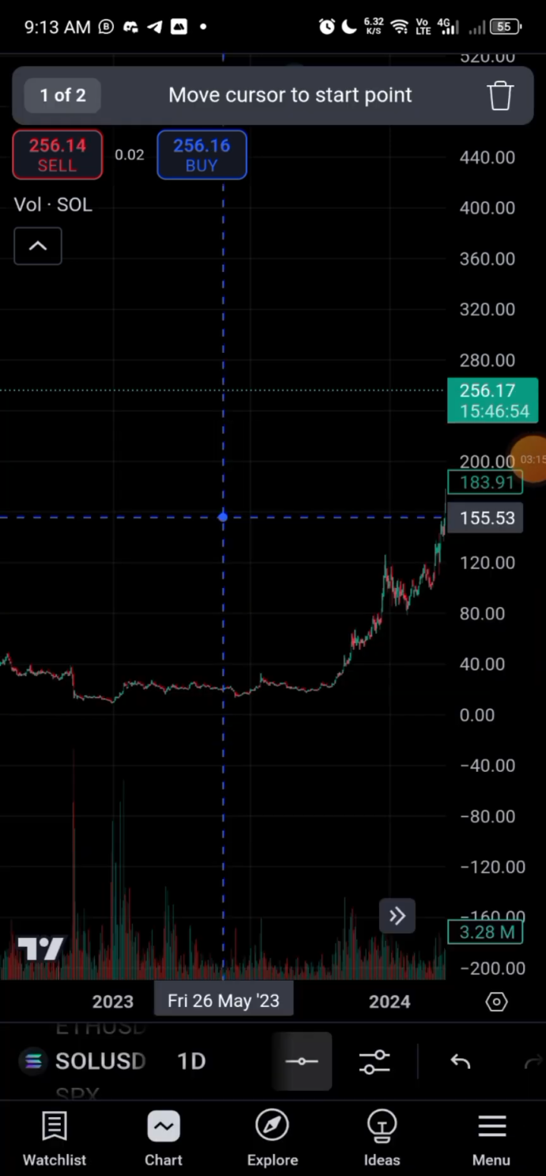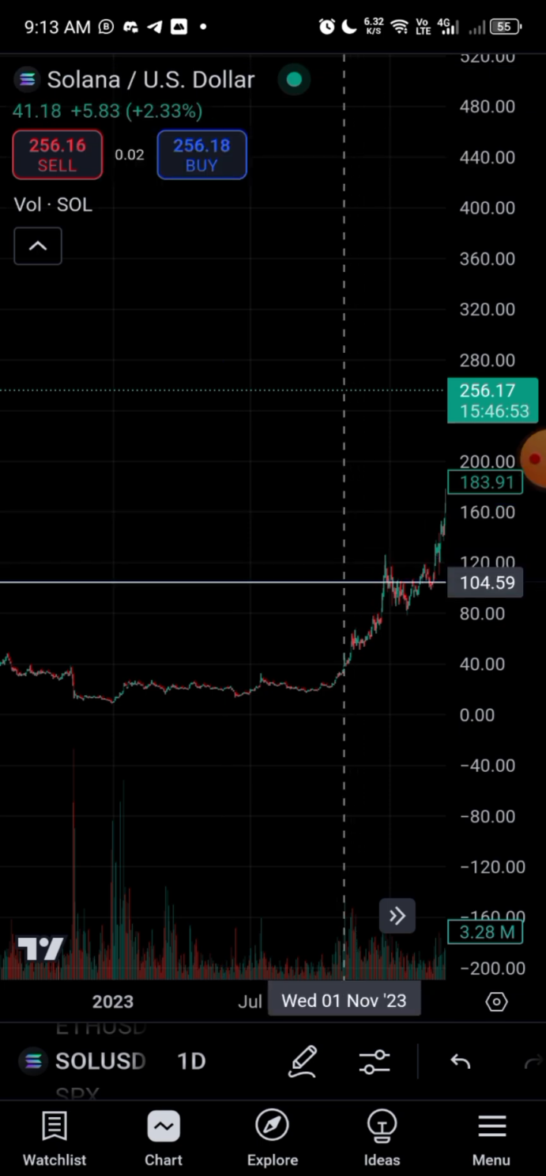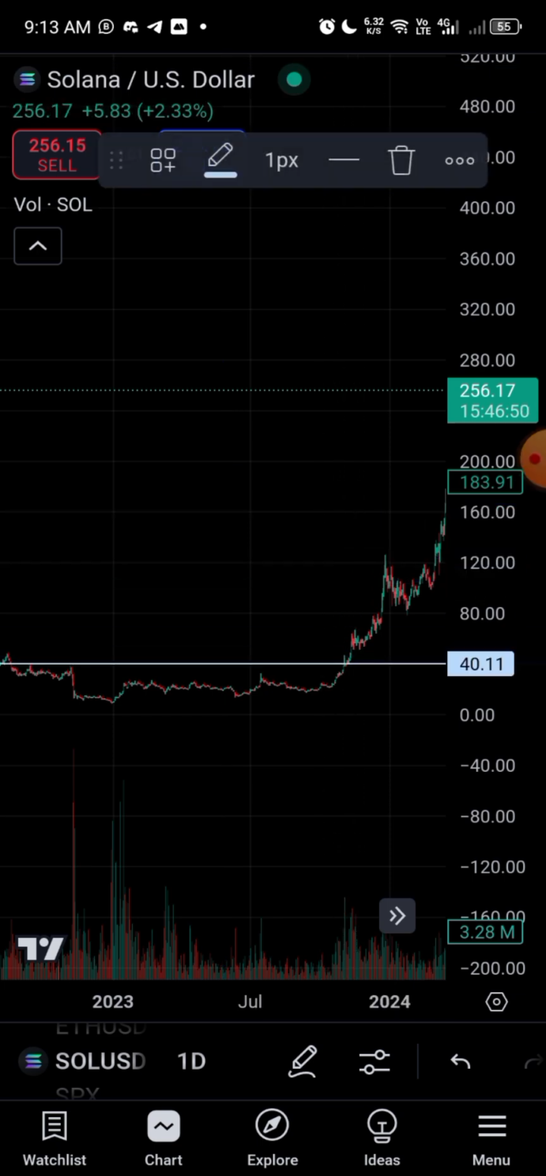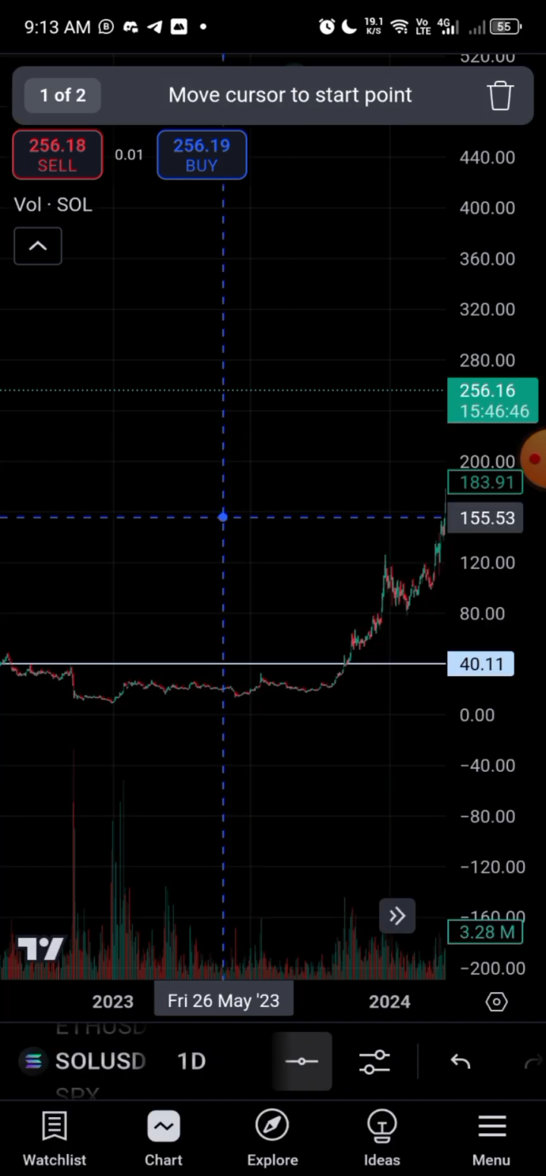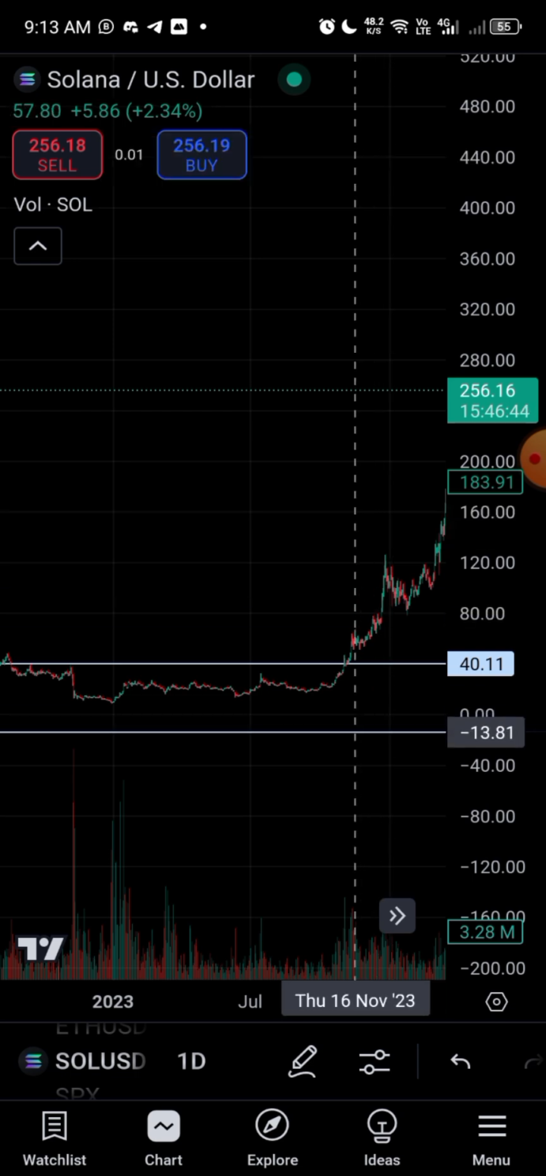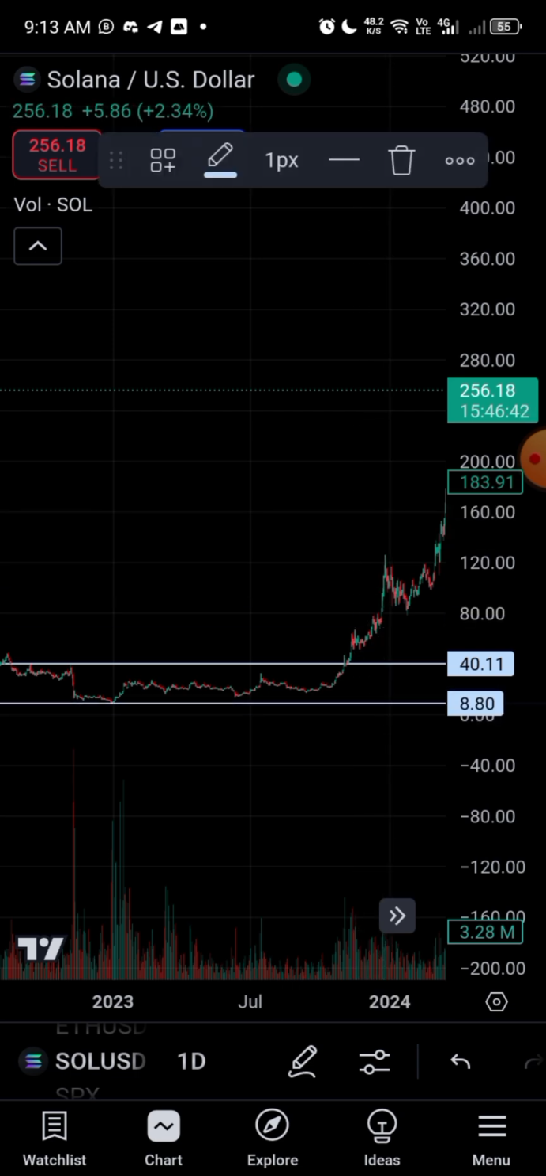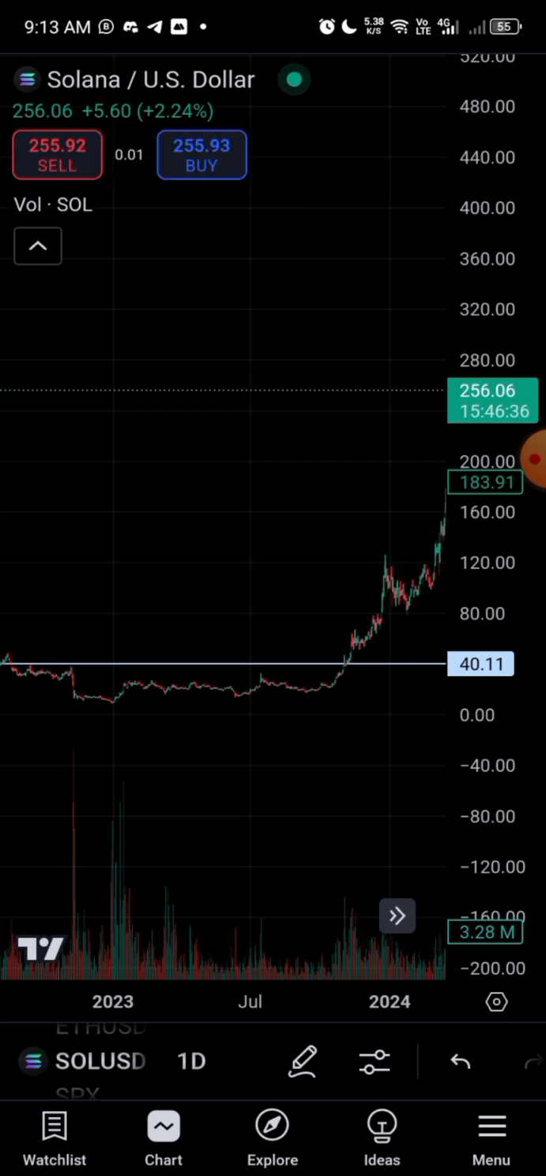Let me use this to draw the zone. You can see this is the zone, and then this. So that is the zone where the market is ranging, right? So let me remove all of that.